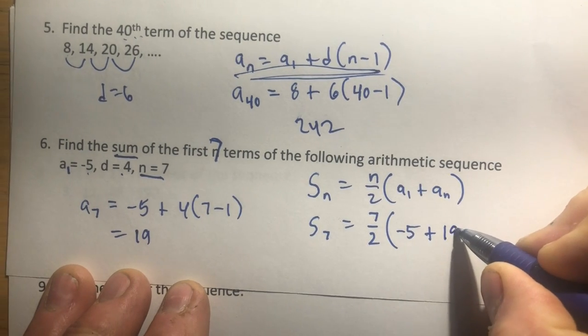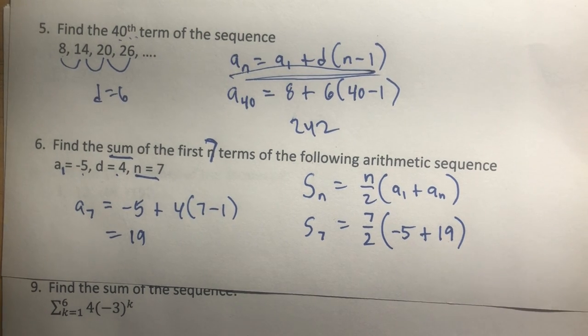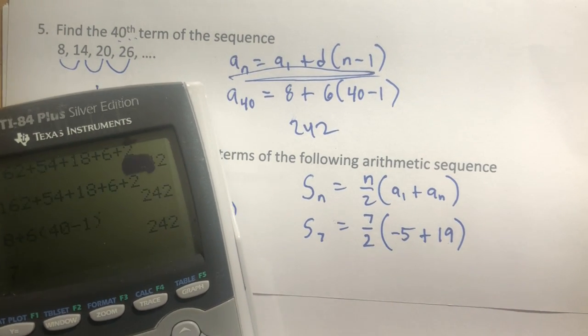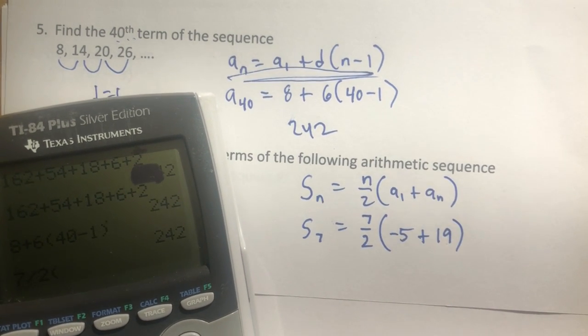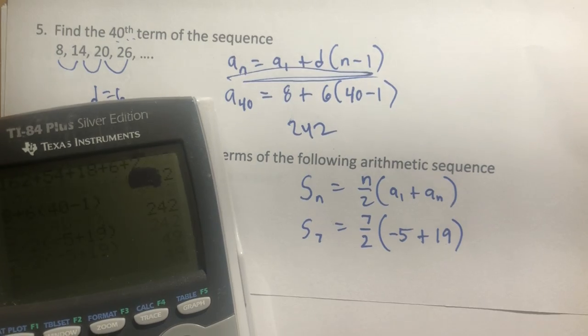So this is the 7th term, 19. And now I can multiply this up. So if I do that, 7 divided by 2 times, and then in parentheses, I've got -5 plus 19, and that's going to be 49.